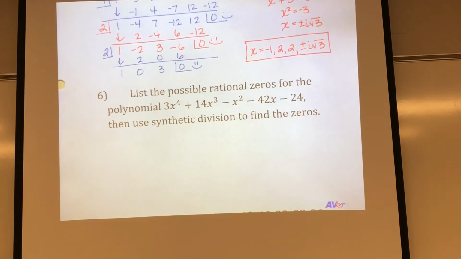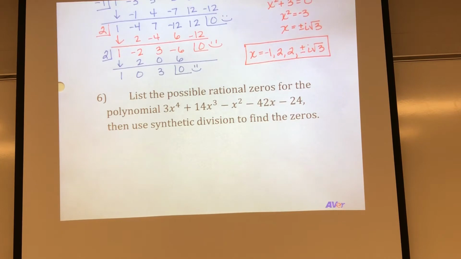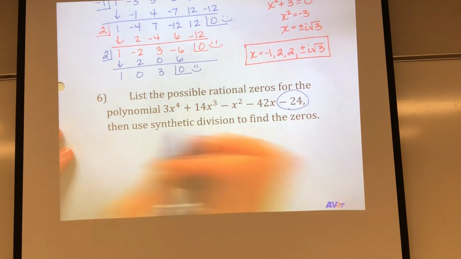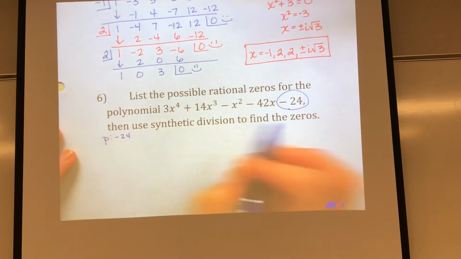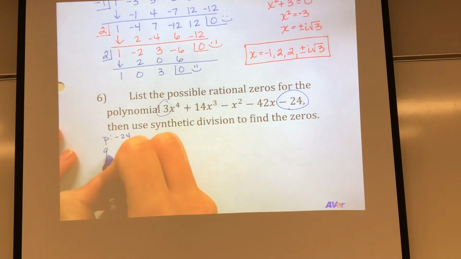All right, last one. Very similar to number 5. So I want you to write it down. Start by finding your P and Q. Make your list of possibilities. And then use synthetic division to find out which ones actually work. All right, so -24 is our P value. 3 is our Q value.